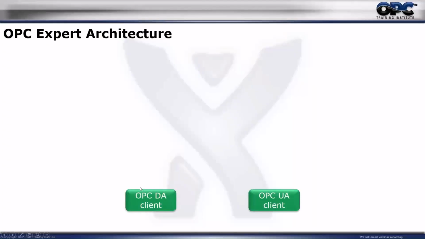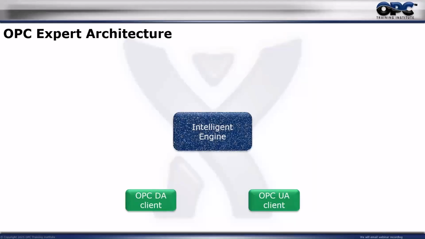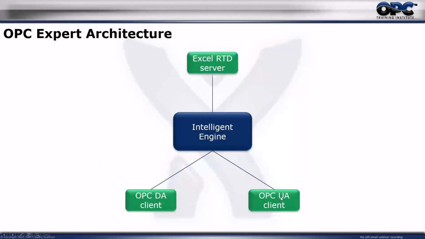So let me explain what's inside OPC Expert. Everything I'm showing you here is going to be inside Expert. It's really a white box view into OPC Expert. We begin with OPC DA and UA clients, and these enable you to ingest, to bring data in to OPC Expert's intelligent engine. So the data comes right in here, and you can bring it in via DA or UA.